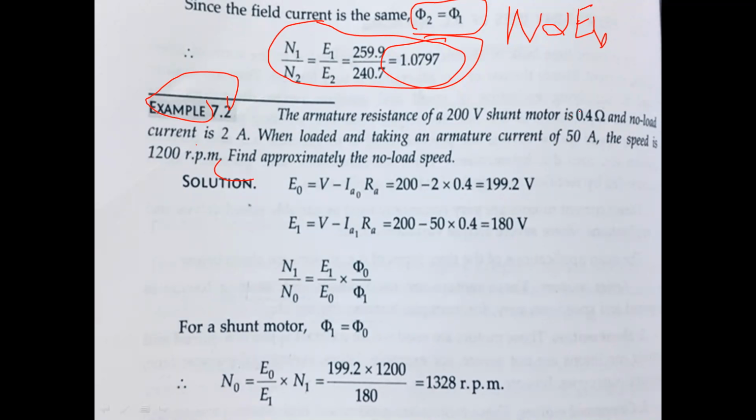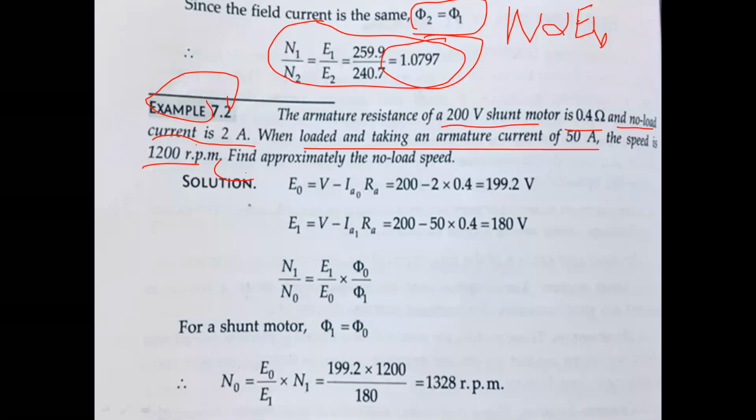The armature resistance of a 250 volt shunt motor is 0.4 ohms, and the no load current is 2 amperes. The no load armature current is 2 amperes, and when loaded, the armature takes 50 amperes. The speed is 1200 rpm. Find the approximate no load speed.